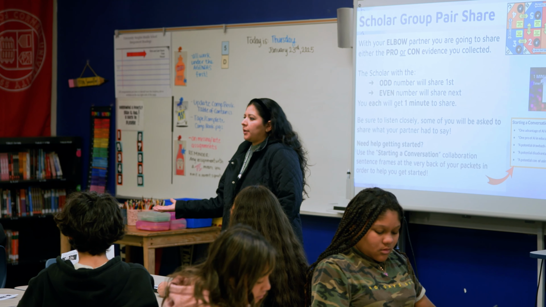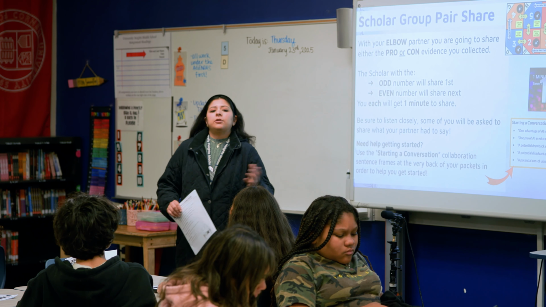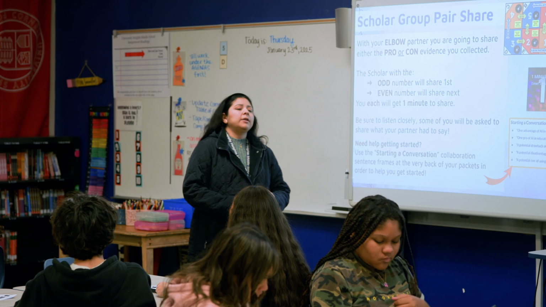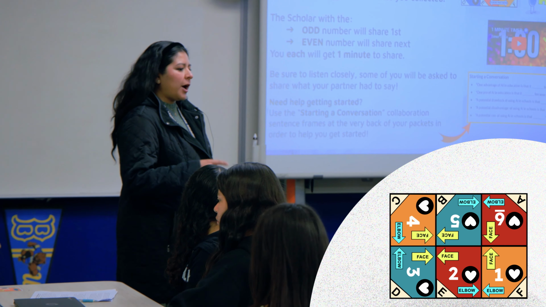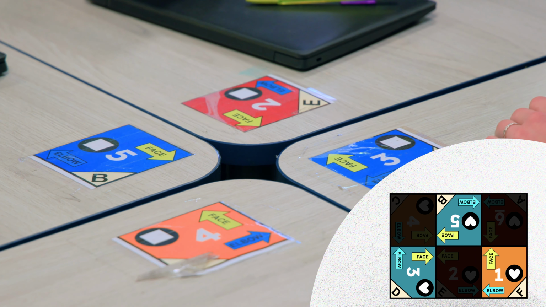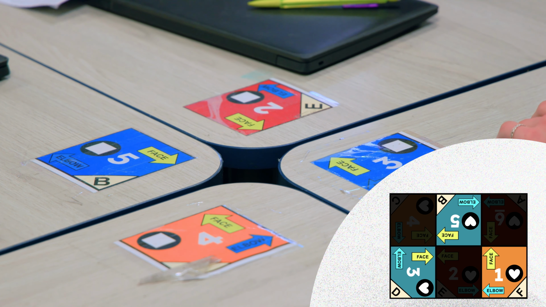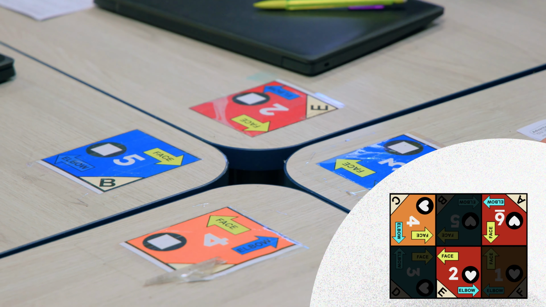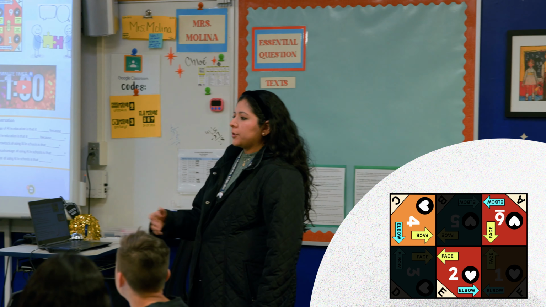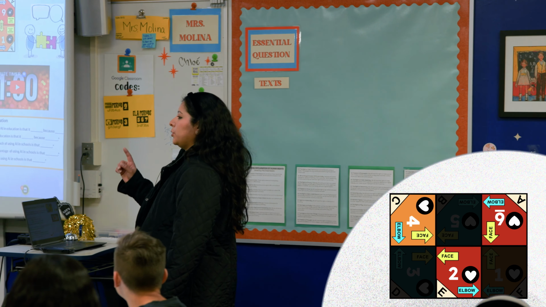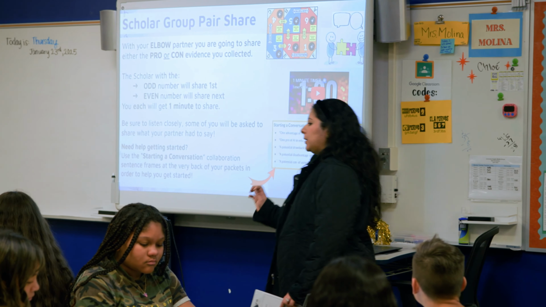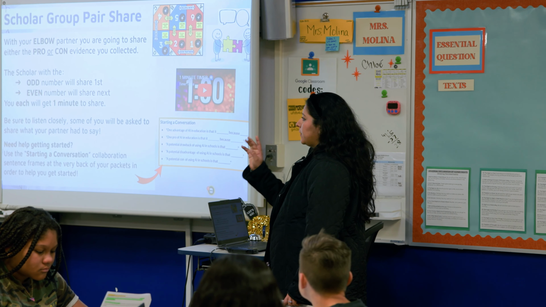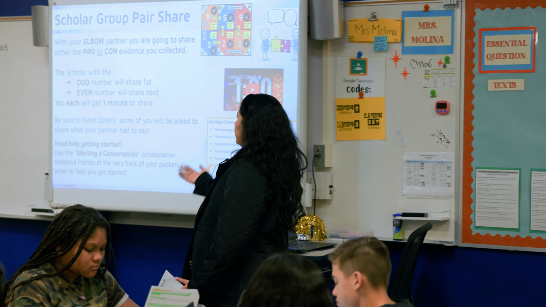So you're going to either share the pro that you collected or the con that you collected for AI in education. All right, we're going to start off with the odd number first. So if you're an odd number, that means if you're a 1, 3, or a 5, you're going to share first. And then if you're an even, you're going to share next. So that means if you're a 2, 4, or a 6. You each will get 1 minute to share that piece of evidence that you have collected. If you go through all your first piece of evidence, go ahead and share another piece of evidence.